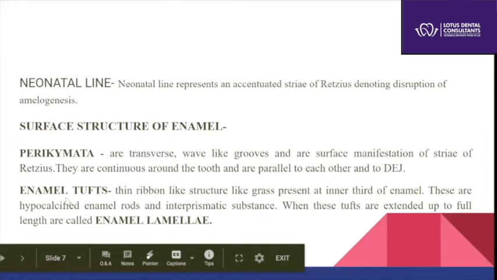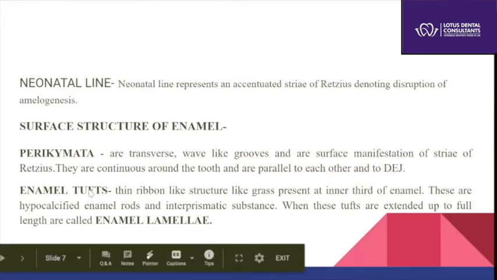Now is the enamel tuft. Enamel tufts are ribbon-like thin structures which are present in the inner third of the enamel. These are also not surface structures, but I've included them here. There is a reason behind that. These are hypocalcified enamel rods and interprismatic substances. When these tufts extend up to the full length, they become enamel lamellae.